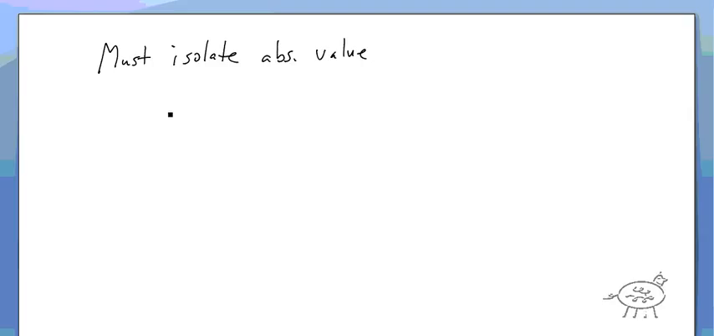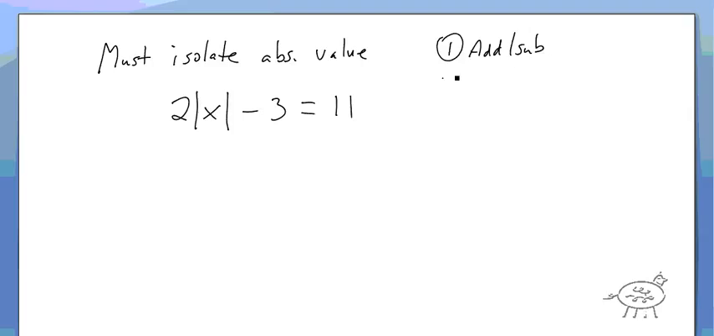Let me give you just a quick example here. If I have 2 times the absolute value of x minus 3 is equal to 11, you need to isolate that absolute value. Whatever you need to do, you're going to do your adding and subtracting first, and then you're going to do your multiplying and dividing second. So first is add and subtract. Second step is multiply and divide.